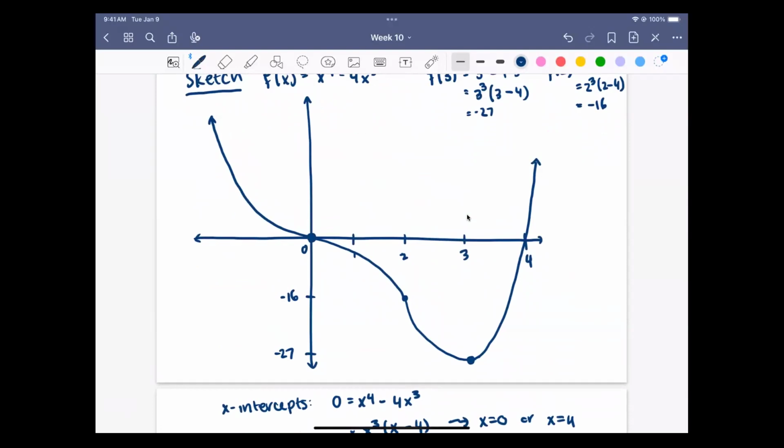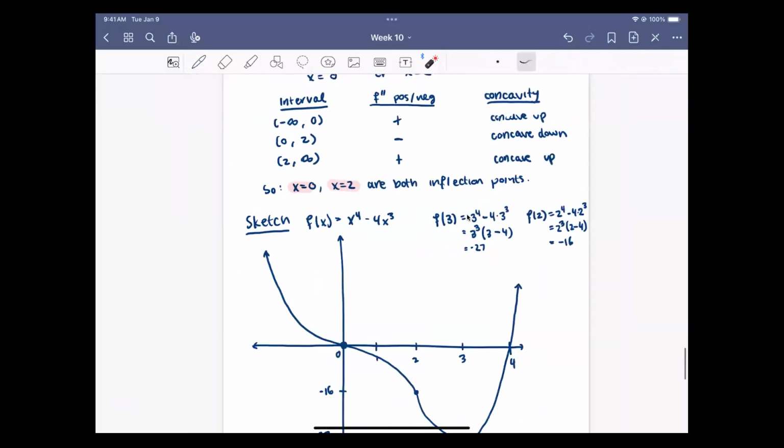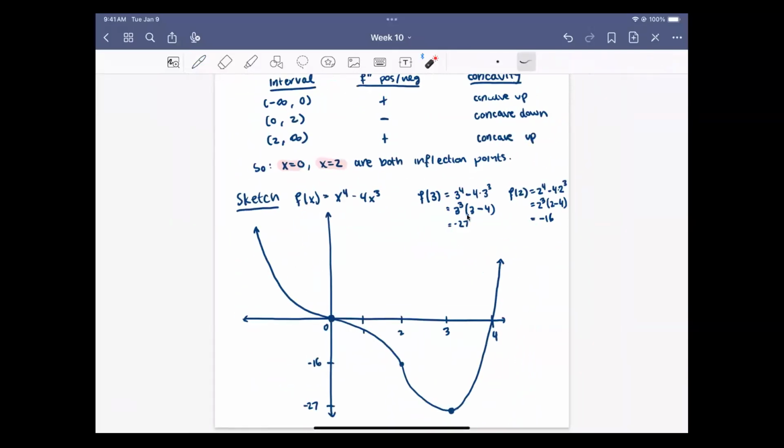Okay, let's just check quickly that the picture that we've drawn is consistent with all the information that we know. So with concavity, we had these 3 intervals: negative infinity to 0 is concave up, and that looks good. 0 to 2 was concave down, and that looks good. And then 2 to infinity is concave up, and that also looks good.